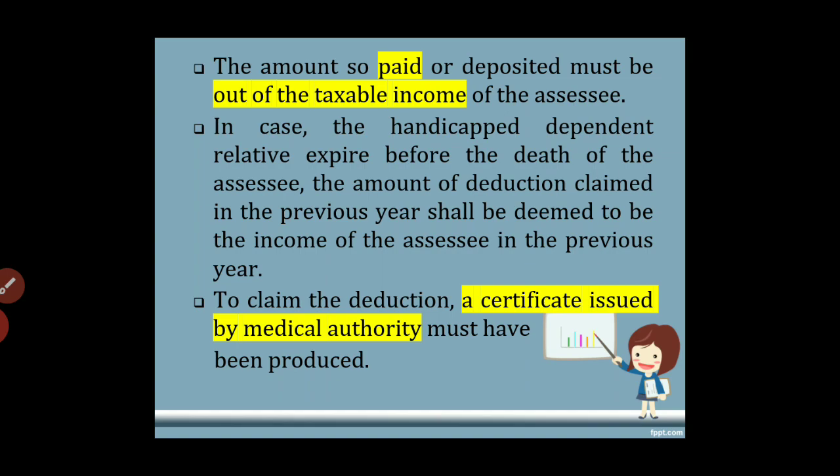not a tax-free income of the assessee. Next point, in case the handicapped dependent relative expires before the death of the assessee, that means whether the assessee is an individual or an HUF member, if this handicapped person, a relative who was totally dependent on them, dies before them, the amount of deduction claimed in the previous year shall be deemed to be the income of the assessee in the previous year.